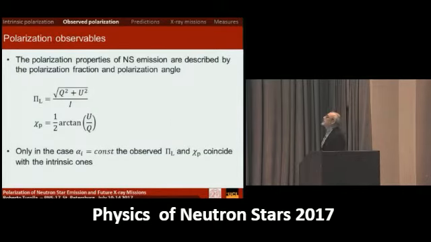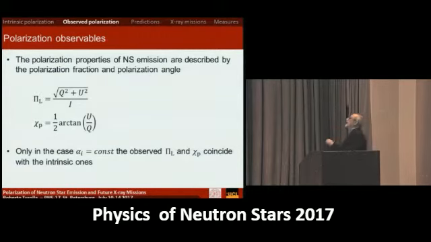So, putting everything together, one can conclude that the polarization properties of neutron star emission are described by two observable quantities, the polarization fraction and the polarization angle, which are quite simply related to the Stokes parameters Q and U. Pi_L is simply the square root of Q squared plus U squared divided by the total intensity. If I use the normalized Stokes parameters, it's simply the square root of the sum of the squares of the normalized Stokes parameters. And of course, the polarization angle is 1/2 the arctangent of the ratio U over Q.